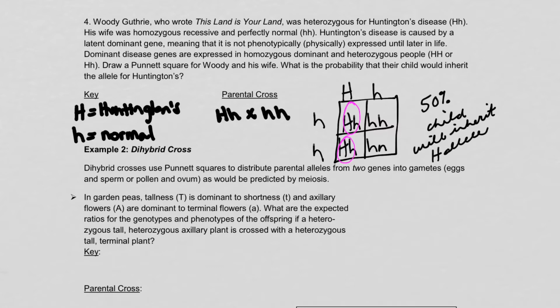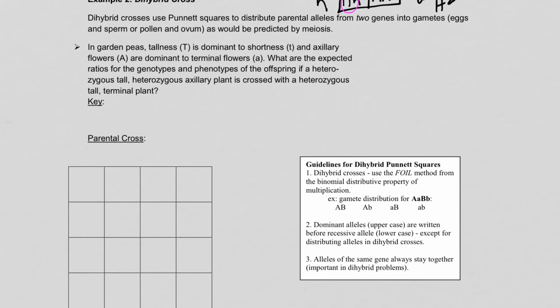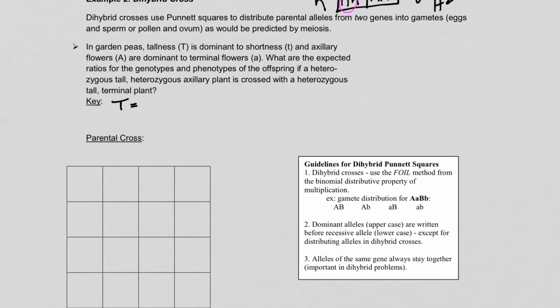Okay. All right, so now we'll move on to the dihybrid cross. And remember, this is looking at two different genes. So in garden peas, we're going to be in the peas again. Tallness is dominant to shortness. So big T is tall, little t is short. And axillary flowers are dominant to terminal flowers.